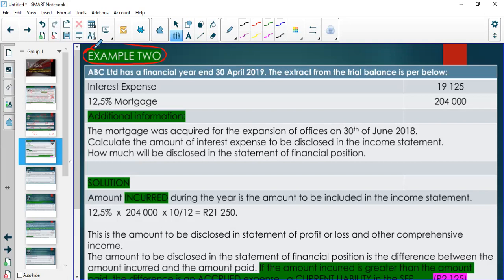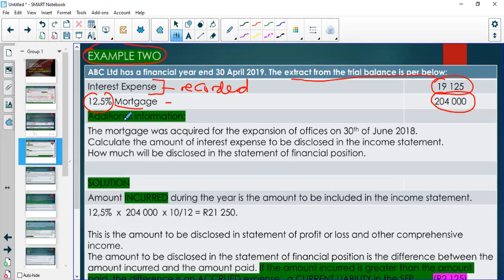Right, so our example 2 says that this is the extract from the trial balance. All right, so interest expense. We have been recording interest when we paid. So we paid interest to the tune of 19,125. In other words, this is what has been recorded already in the financial records. And we have a mortgage of 12.5% interest worth 204,000.